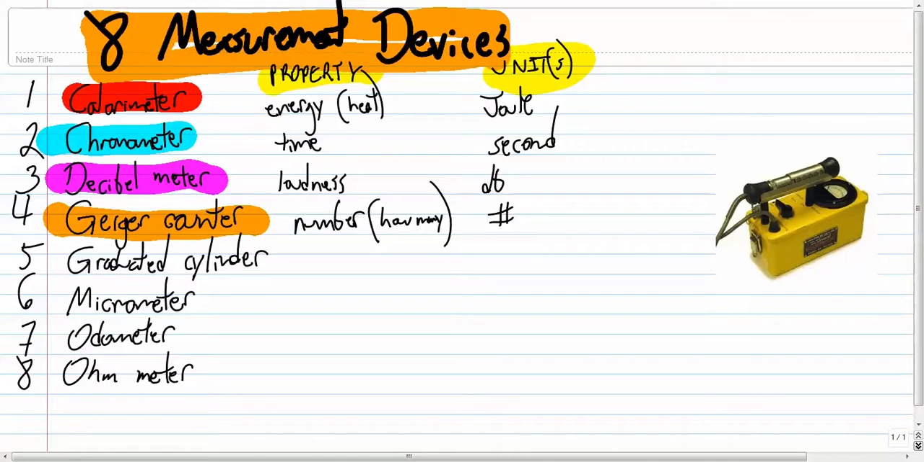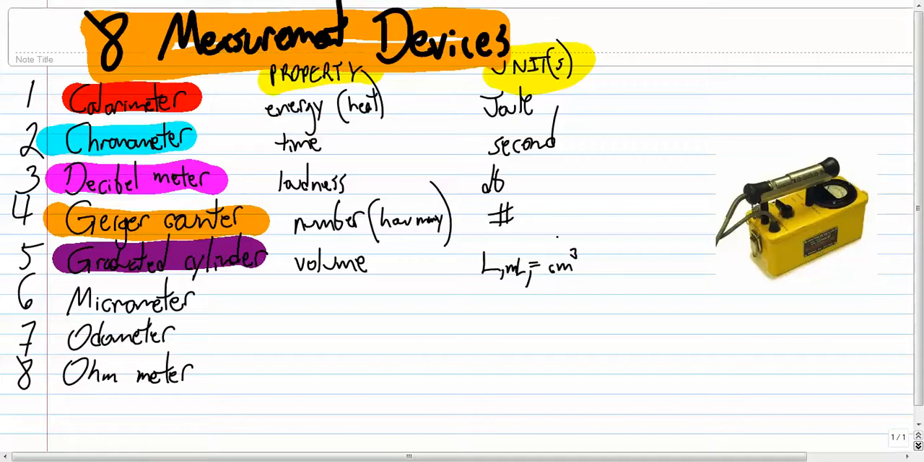Next on my list here, I have a graduated cylinder. And what's a graduated cylinder? It measures the property of volume. The units for volume, typically we use liters, maybe milliliters if we're talking about not very big. A milliliter is the same thing as a cubic centimeter. So you could use cubic centimeters.